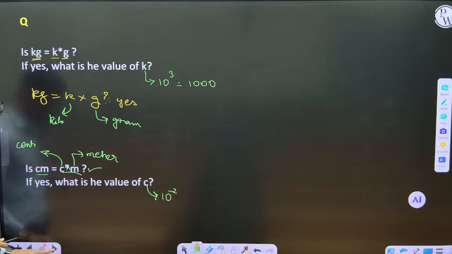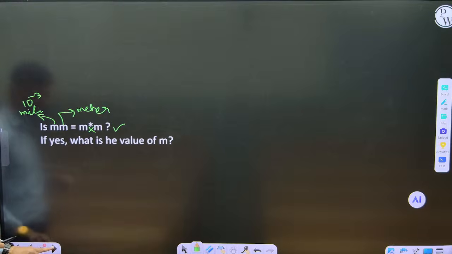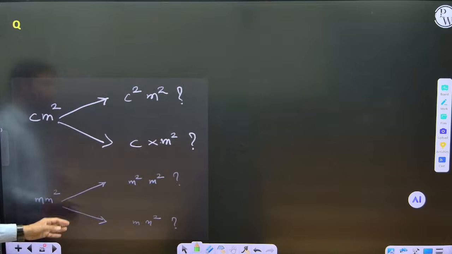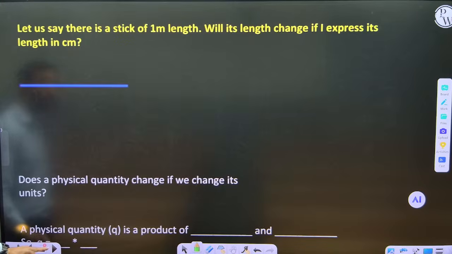Till now we are still doing the easier parts. Relatively more difficult parts of unit and dimension will start from here. Right?